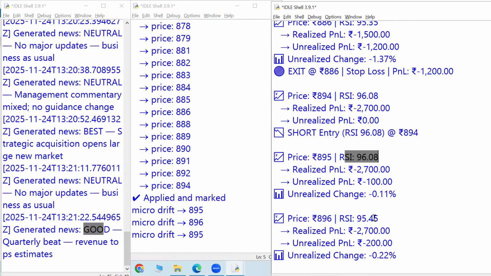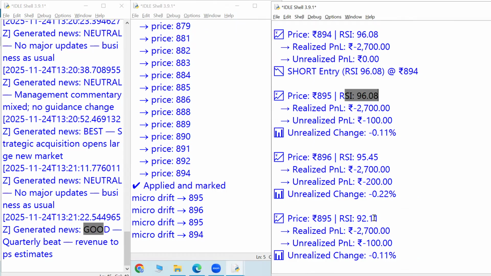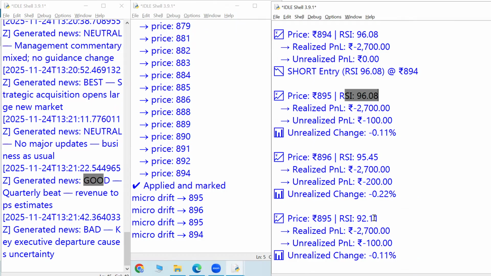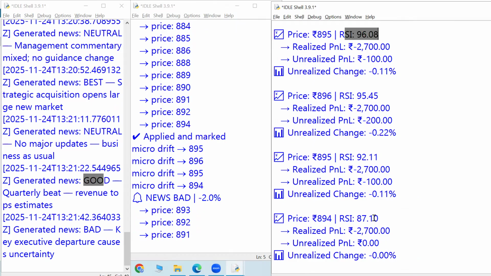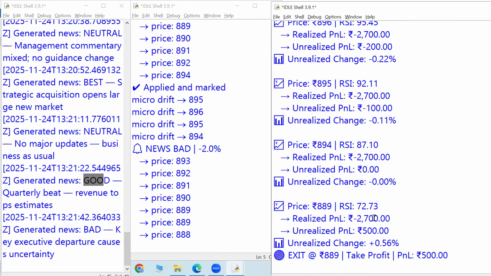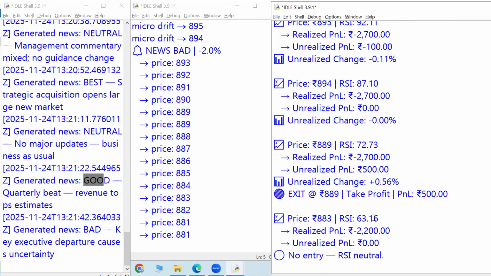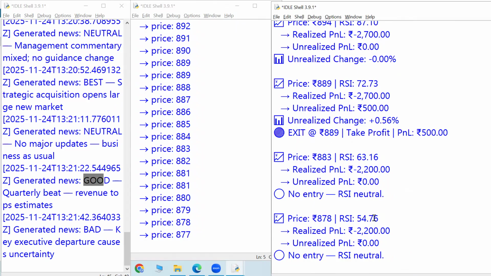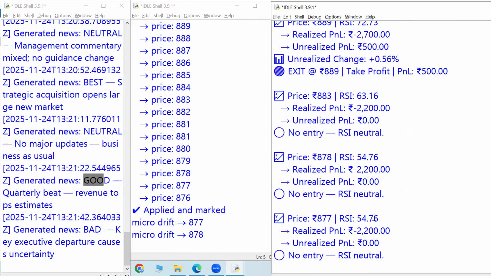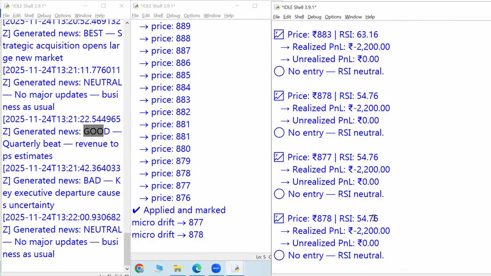So that's why people say, okay, indicators are not working. This is the reason behind it. Okay, the bad news has come. We are going to get the profit for sure. The price is falling like anything. Okay, we book a profit. Okay, no RSI signal because the price is below. There's a micro drift. Okay, we book one profit here.